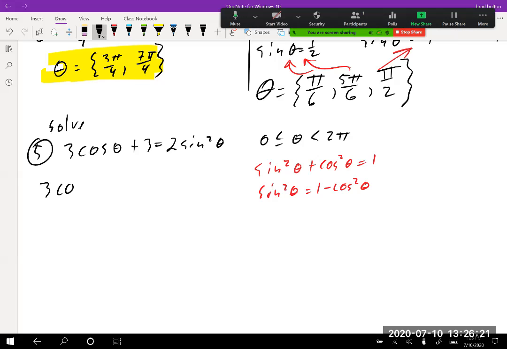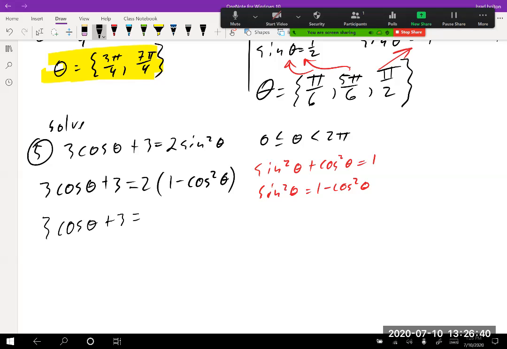So this would be 3 cosine theta plus 3, did I write this correct? Yeah, plus 3 equals 2 times 1 minus cosine squared theta. Now everything has cosines and cosine squareds. So let's do some cleanup.